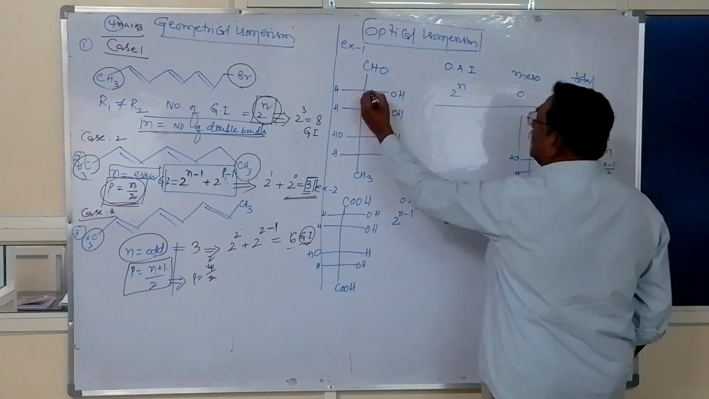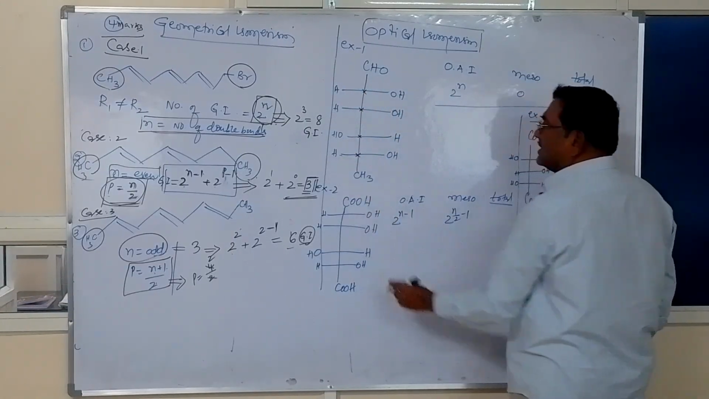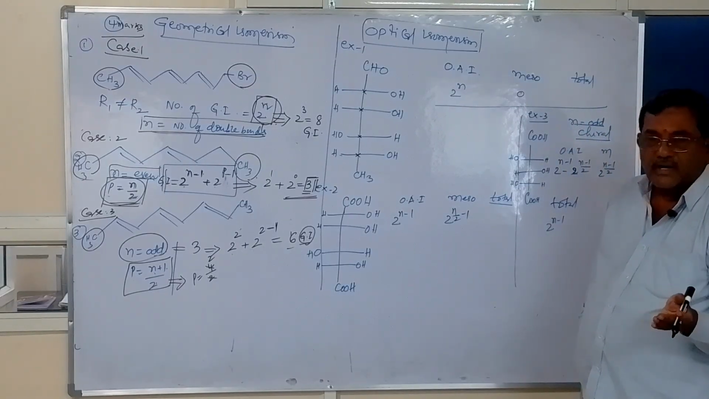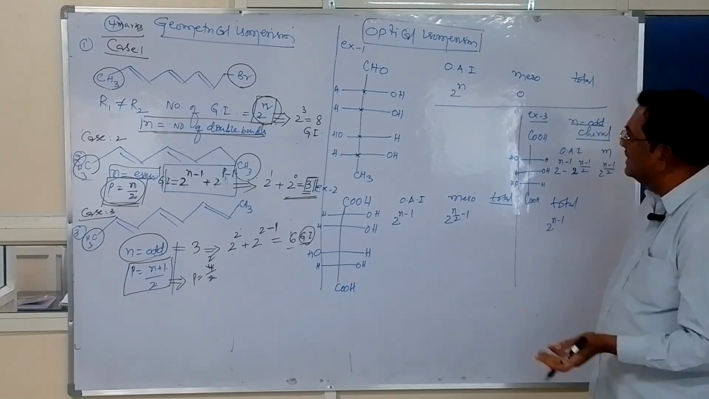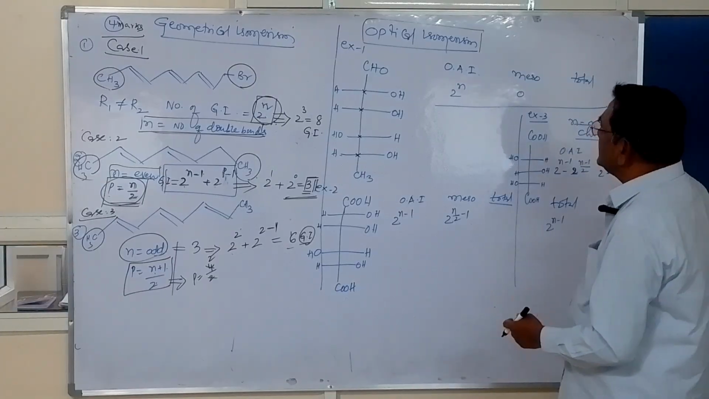See, optical isomerism is shown by a compound that has at least one chiral center. That will rotate plane polarized light in the clockwise and anti-clockwise directions, which gives rise to dextro and levo isomers.